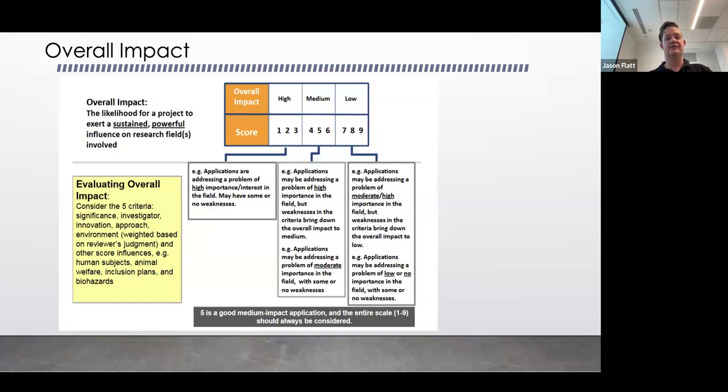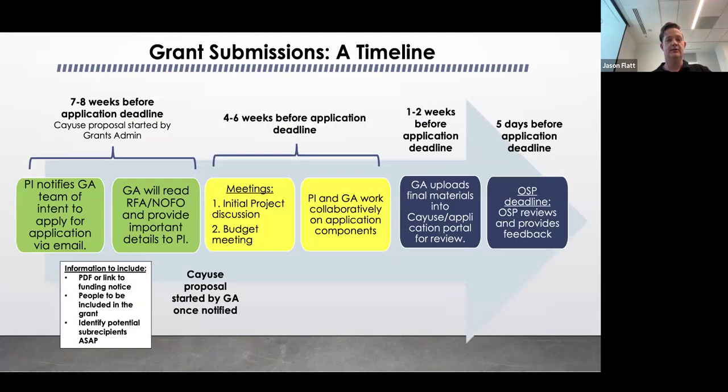So here are just some examples across the different impact levels to give you an idea of how you might be scored. So a 5 is a good to medium impact, right? But typically, most grants are not funded that have a score of 50 or above. So typically, grants that are funded right now, they're very tight, are going to be between like a 10 to 30. All right. So Maura's going to share with you about the grant submission timeline.